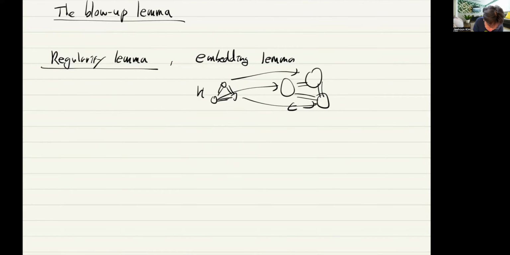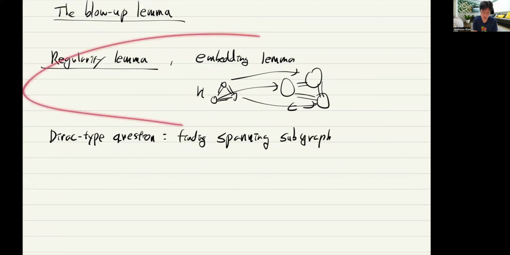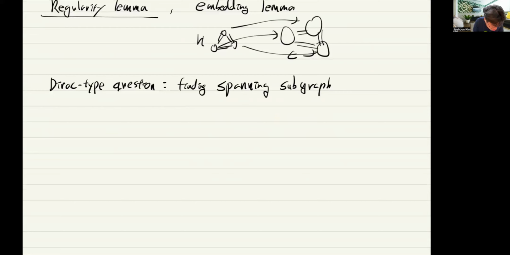So now we are considering Dirac-type questions about finding spanning subgraphs. One natural question is, can we use the epsilon regularity to find a spanning subgraph? So what's the easiest case? The simplest spanning subgraph is a perfect matching.